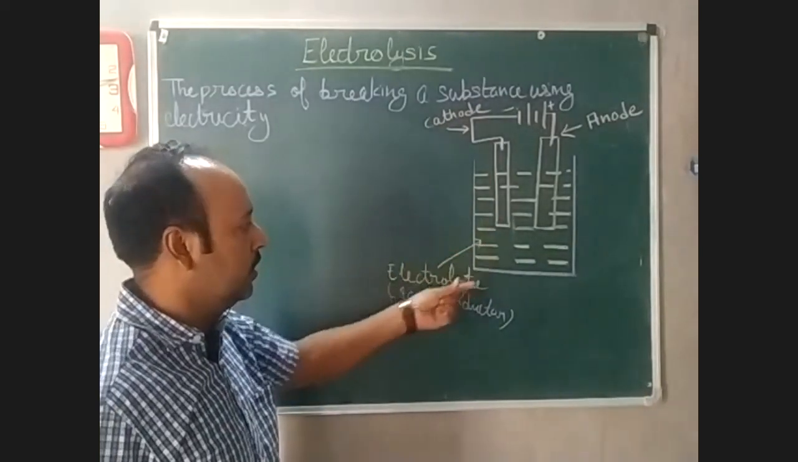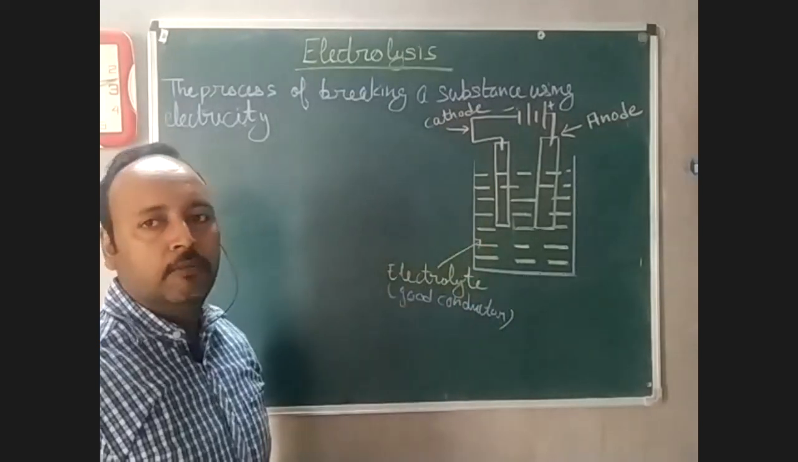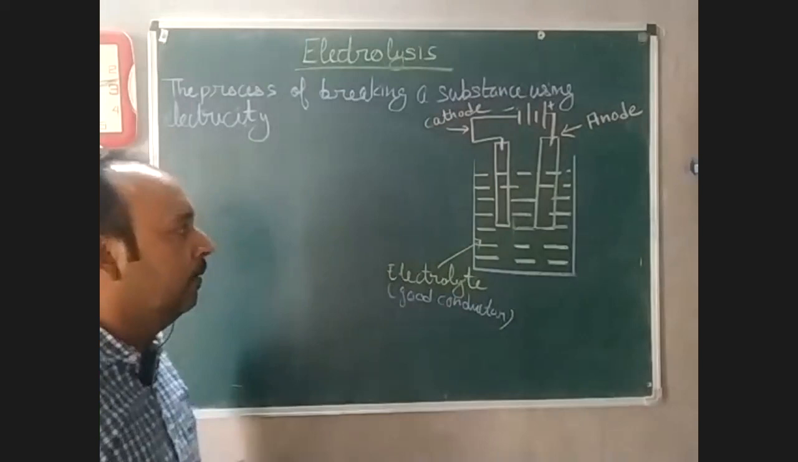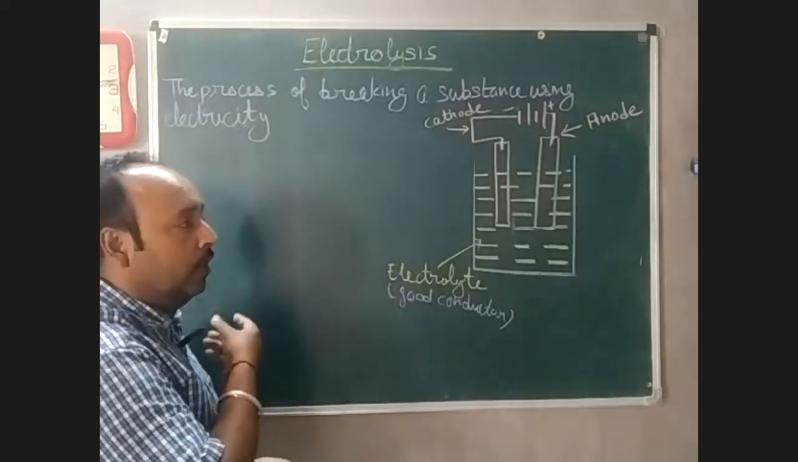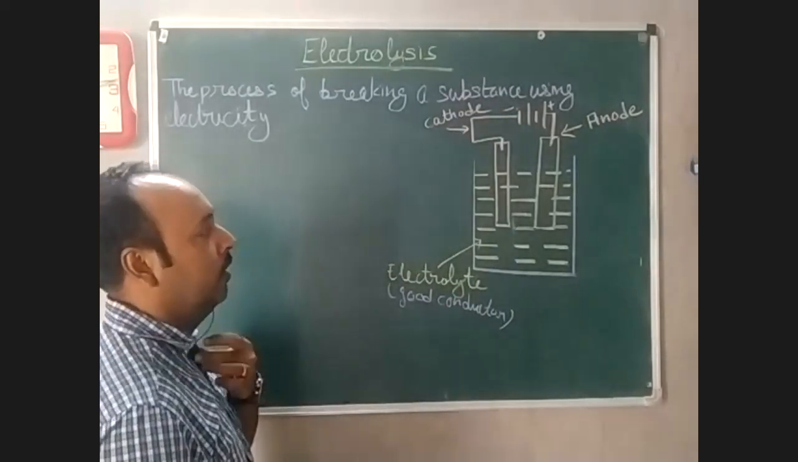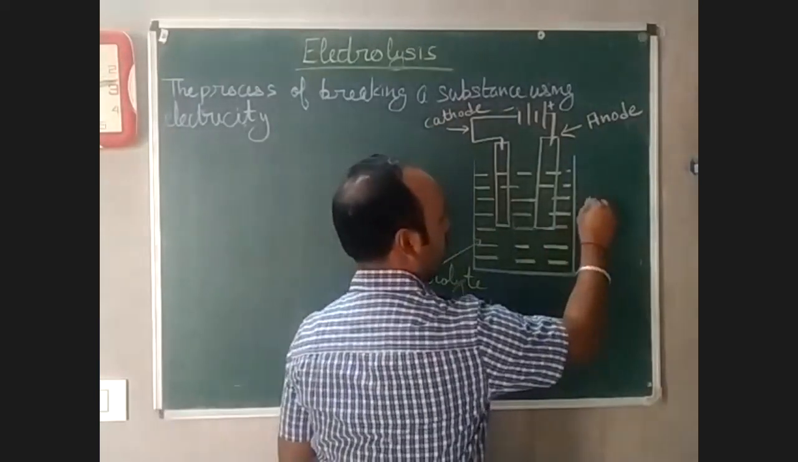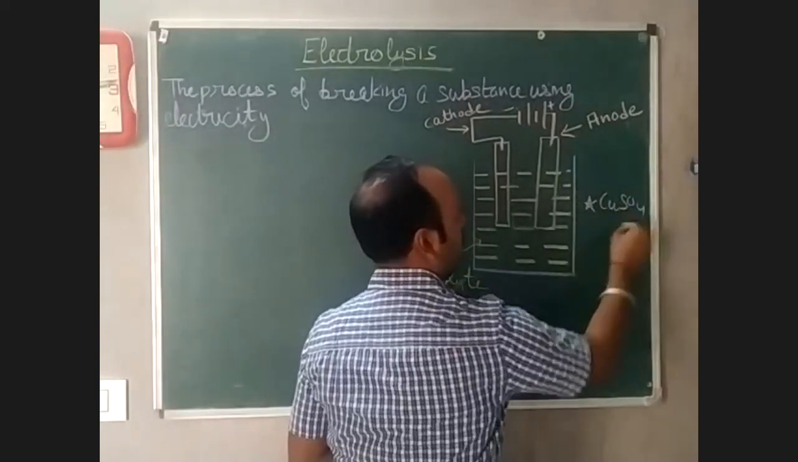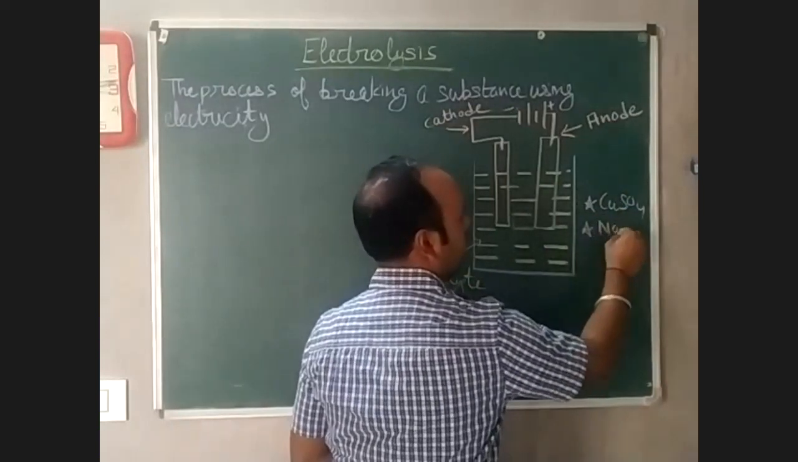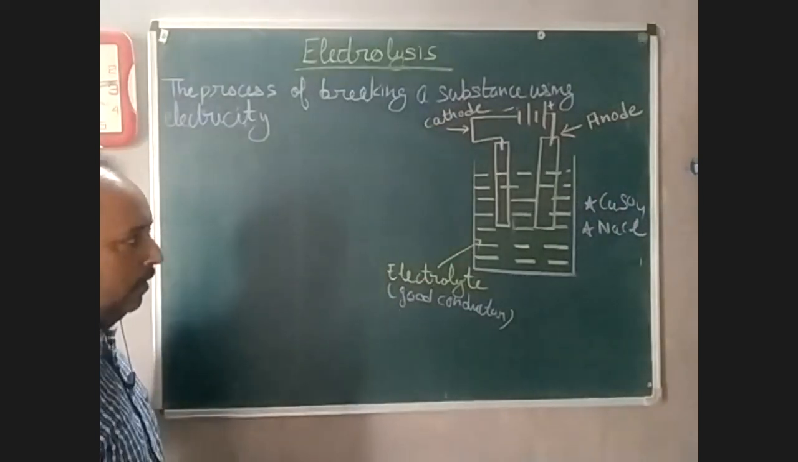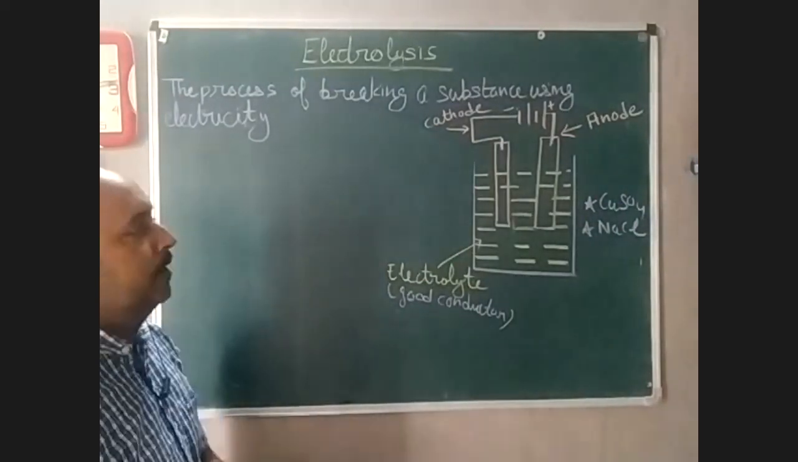We are using one container, one electrolyte, and it should be a good conductor of electricity. So now what happens when the current passes through it? Suppose we are using copper sulfate or sodium chloride, anyone you can use. You can use CuSO4, you can use NaCl, any compound which is a good conductor of electricity. So what happens when the current passes through them?